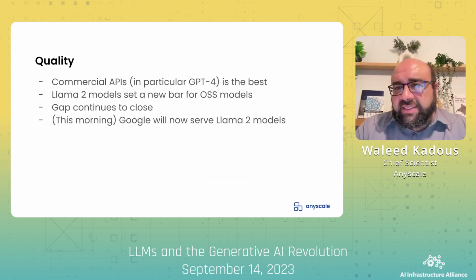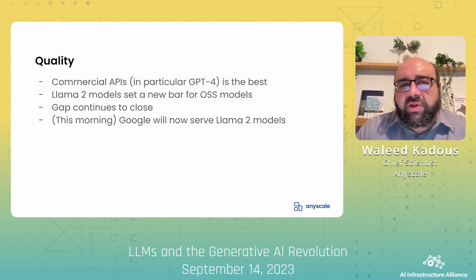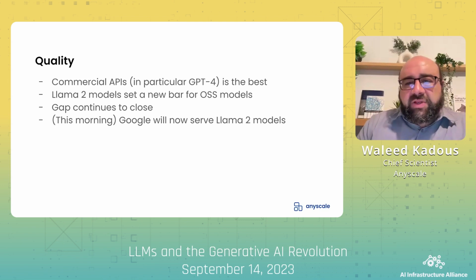And the fact of the matter is that commercial APIs remain the most effective and highest quality LLMs available. One recent trend is the release of the Llama 2 models by Facebook, and we'll be talking about that in a moment. But the issue is that gap between what you get when you use something like OpenAI and what you get when you use an open source model is closing. It's not closed, but it's getting smaller.